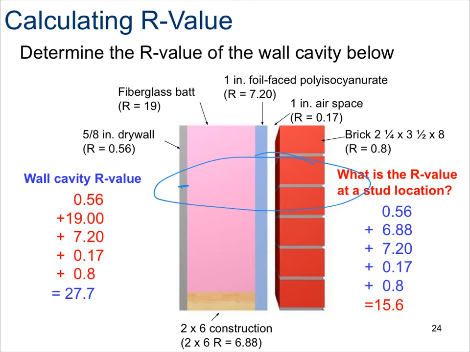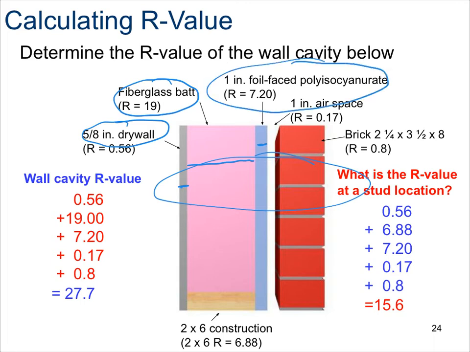We have the R value of 0.56 for the 5/8 inch drywall. We have the fiberglass bat, which has an R value of 19. We have the 1 inch foil-faced polyisocyanurate, which has an R value of 7.20. We have this airspace, 1 inch airspace, which has an R value of 0.17. And then we have the brick wall, which has an R value of 0.8. Now, these R values, again, will always be given to you.